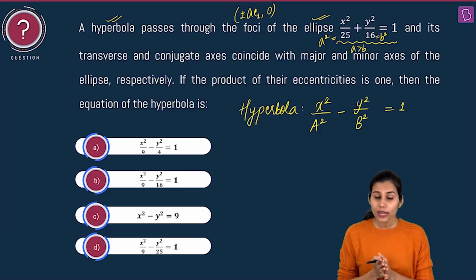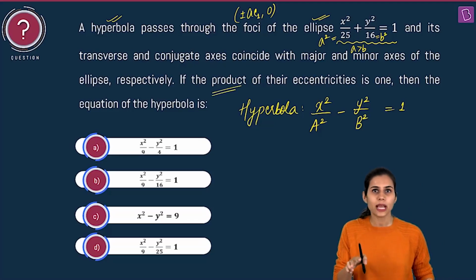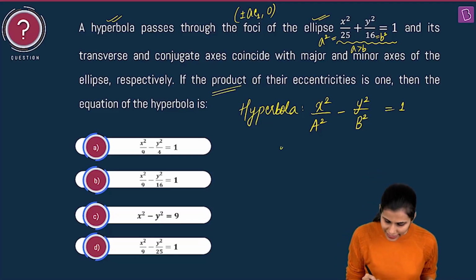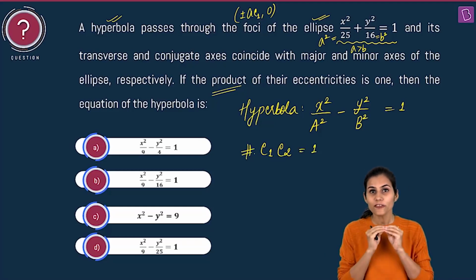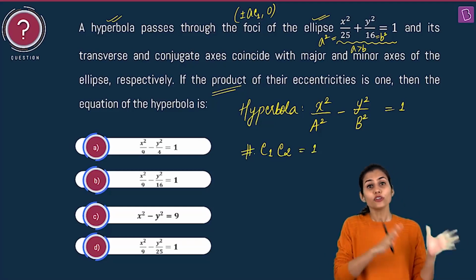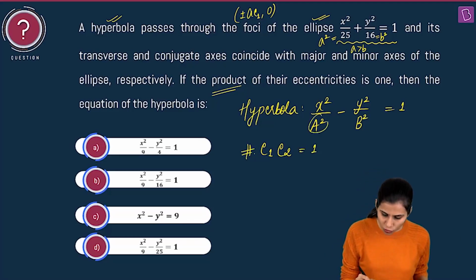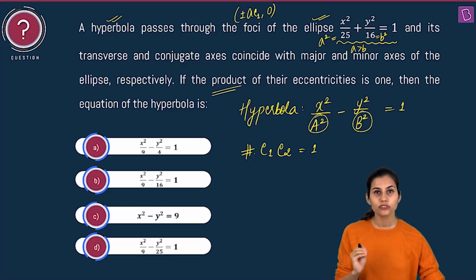Alright, also you are given that the product of eccentricities of both the ellipse and the hyperbola is equal to 1. So let's say E2 is the eccentricity of the hyperbola, then E1 into E2 is given as 1. Using each of these pieces of information, you have to compute the explicit equation of your hyperbola. In order to do that, we have to obviously catch hold of capital A square and capital B square values. How are we going to do that?